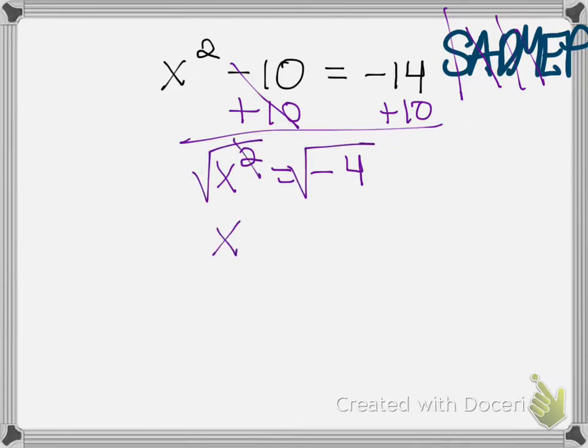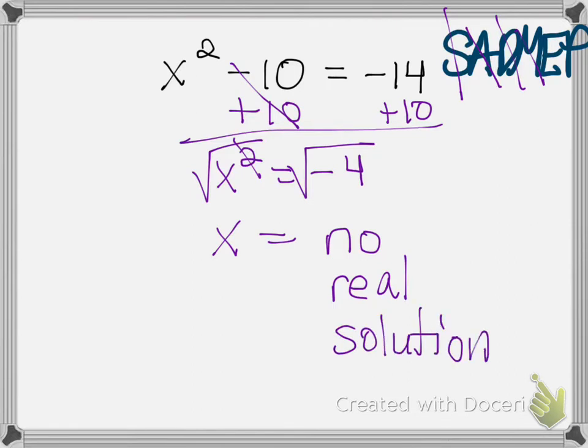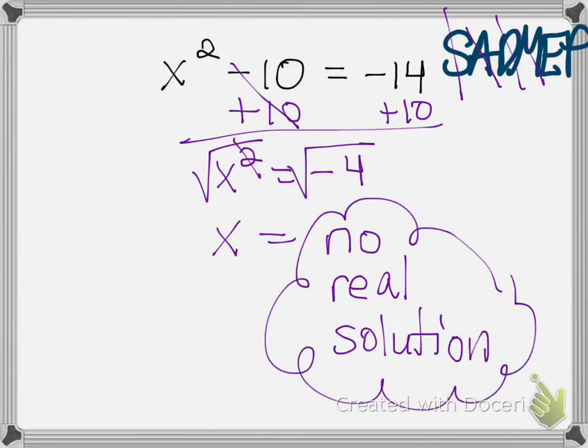And then, as you can see, I'm taking the square root of a negative number. In cases like this, you will not get a real solution. And if you try to do this in your calculator, it's going to say error. That's because this is no real solution. Again, whenever you take the square root of a negative number, your answer is no real solution. And that's it.